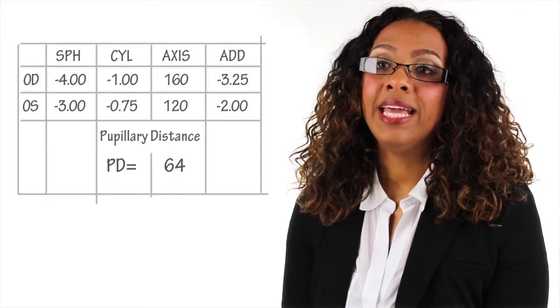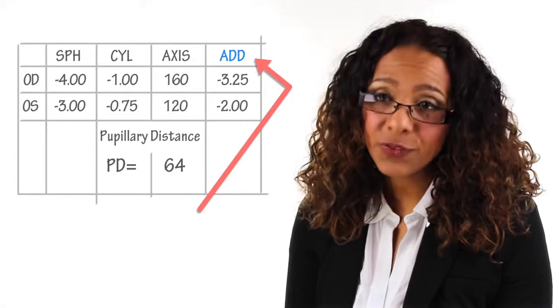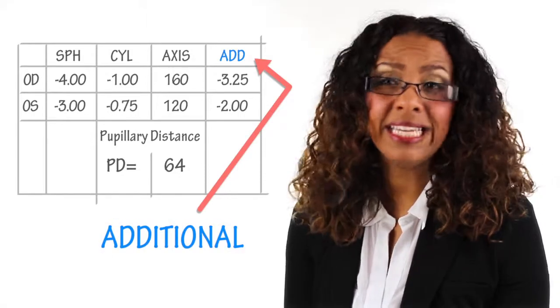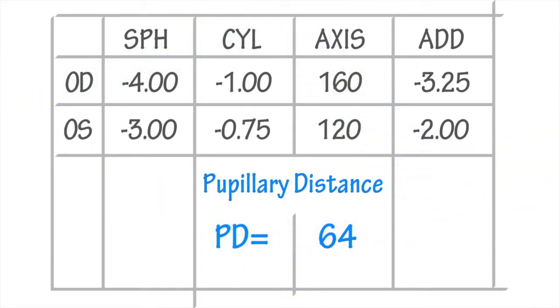Now this next term you'll see on your prescription is ADD, which stands for additional. Probably the easiest term on there, right? ADD is used for bifocal and progressive lenses, and it's something which helps the vision by adding an additional feature onto the lens to help with activities, such as reading or watching television. ADD means additional.